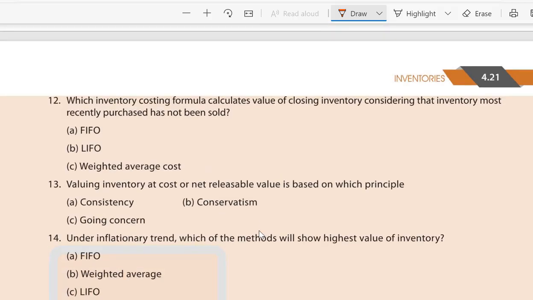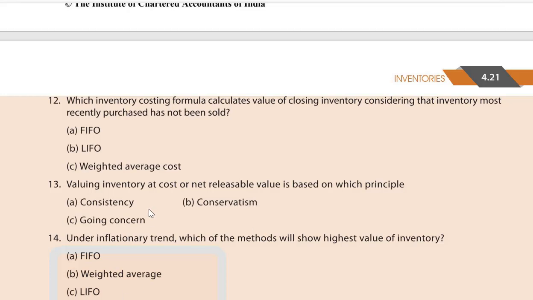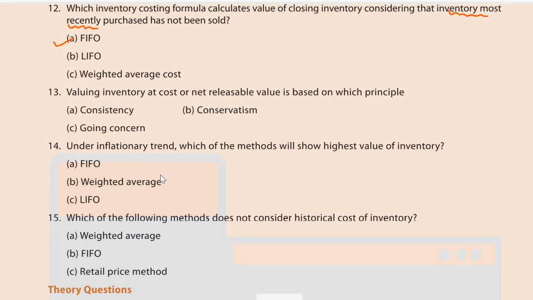Question number 12. Which inventory costing formula calculates value of closing inventory considering that the inventory most recently purchased has been sold? Most recently purchased had been sold. FIFO, first in first out.